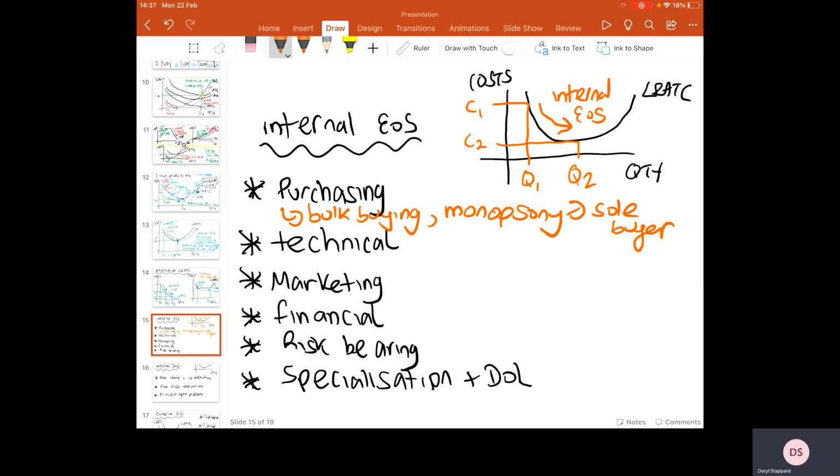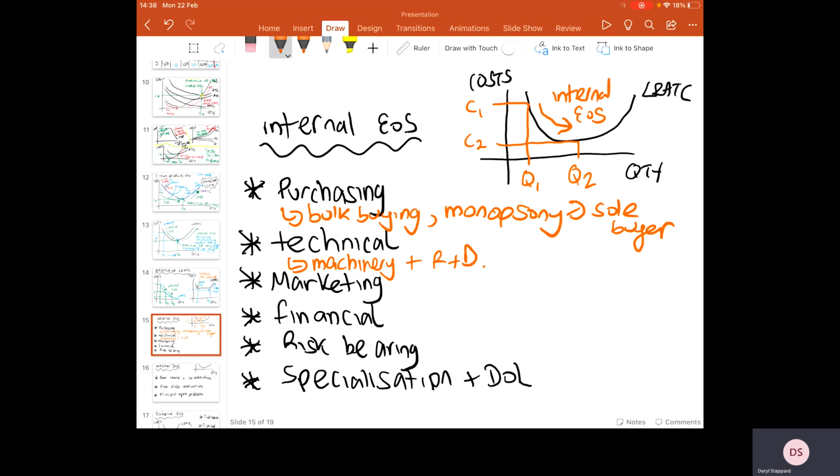Now, technical. This one really is linked to machinery and research and development. Now, the idea is that when you buy machinery, it's often a fixed cost. But because bigger businesses are producing such a high level of output, they're able to spread the cost of buying that machinery over a much bigger level of output. And that makes it cheaper. So these firms can upscale production and make bigger investments into technology than what smaller businesses can.